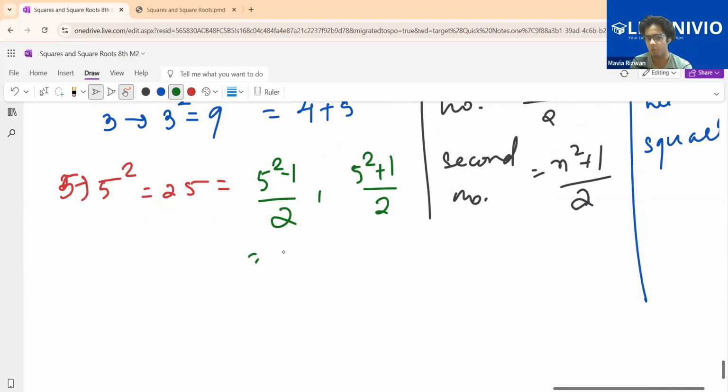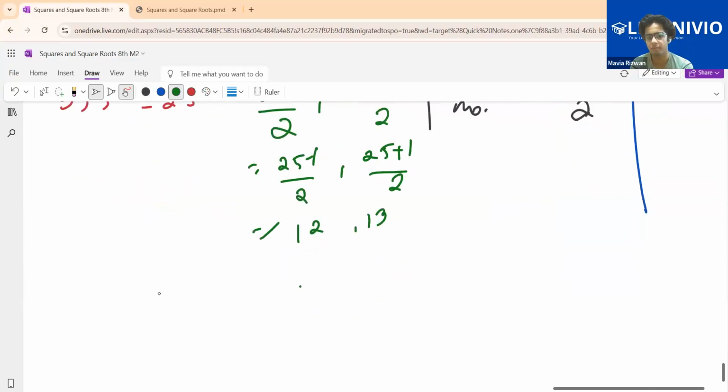So 5 square is 25. So (25 minus 1) by 2. 25 minus 1 is 24, by 2 is 12. And here, (5 square plus 1) by 2, so (25 plus 1) by 2. 25 plus 1 is 26, by 2 is 13. So 12 and 13. So 25 we can write as 12 plus 13. This is how we can express 25.